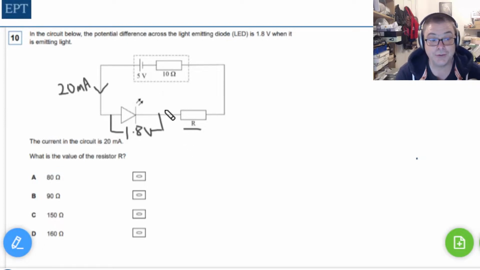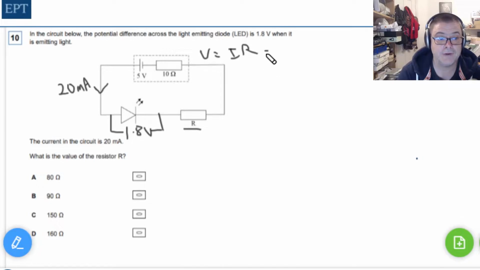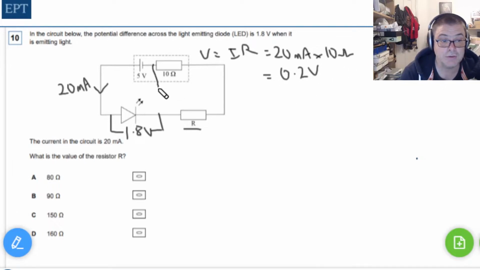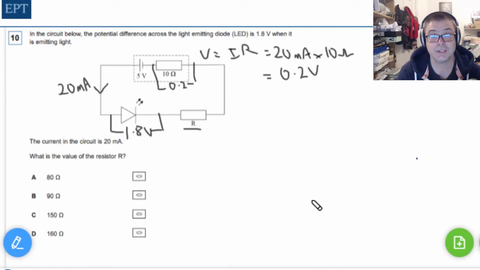However, looking at the internal resistance, the 10 ohm resistor, we obviously know its value and the current through it. So it's really just a question of V equals IR, putting in the values, 20 milliamps times 10 ohms, and that gives us a value of 0.2 volts. So we've just worked out that 0.2 volts is dropped across the internal resistor.